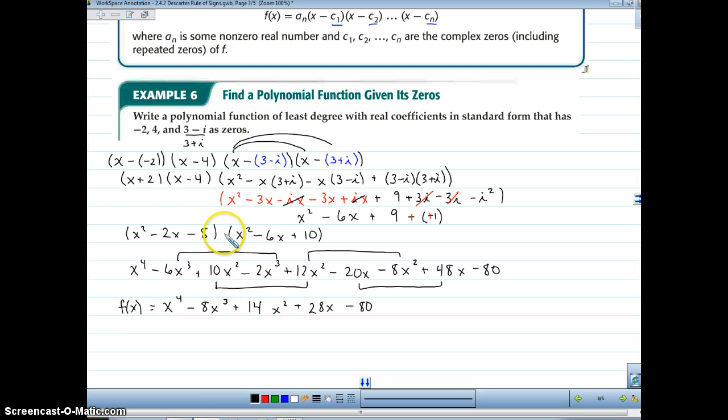This polynomial function has all of the zeros at negative 2, 4, 3 minus i, and 3 plus i.